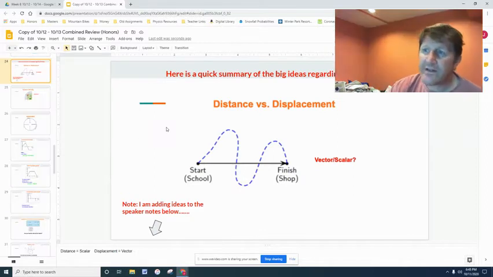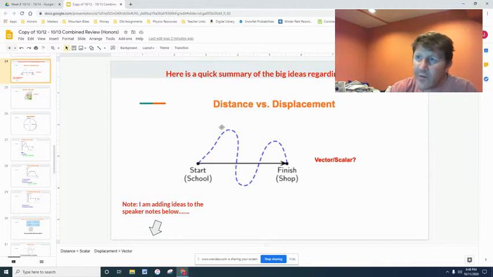Okay, so we're going to quickly go over some of the topics that we covered this quarter. And so the first thing we're going to go over is kinematics. So in kinematics, we talked about the difference between scalars and vectors.